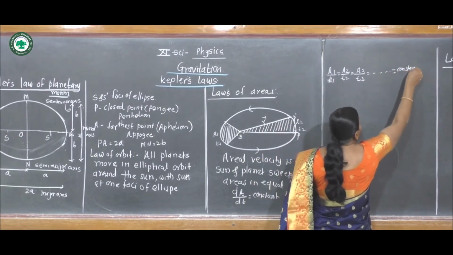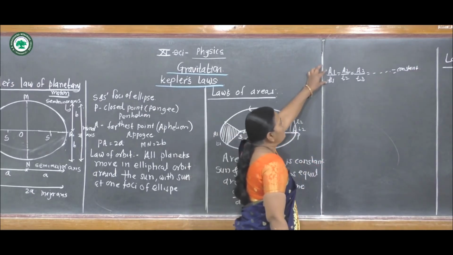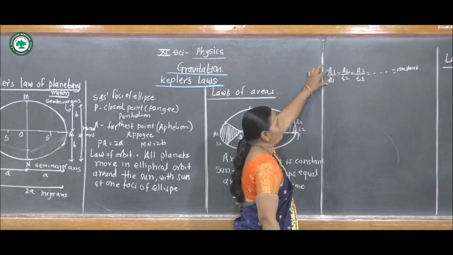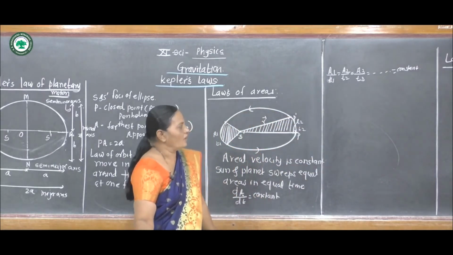Which is equal to constant. That is areal velocity, the time. This is equal areas in equal time. Therefore, we can say that areal velocity is constant.